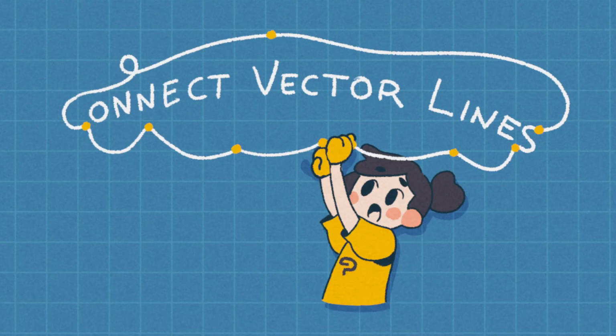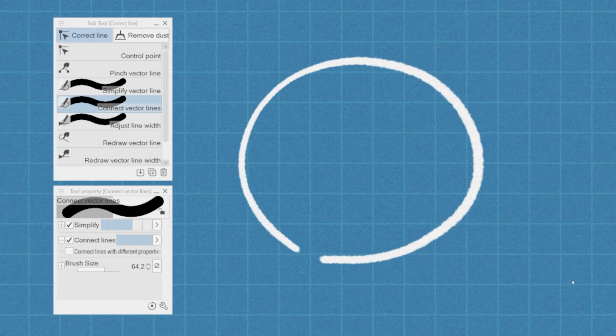Connect vector lines. Similarly to simplify vector lines, connect vector lines helps when two separate vector lines need to be connected on a vector layer. The size of this tool can be changed, and a simplification that works exactly like simplify vector lines can be set to smooth the outcome for cleaner results.